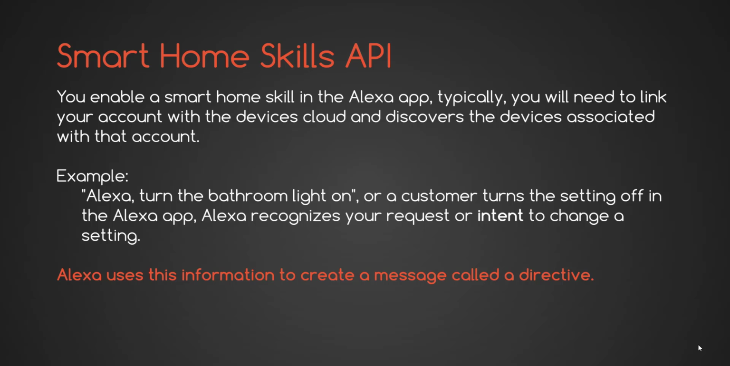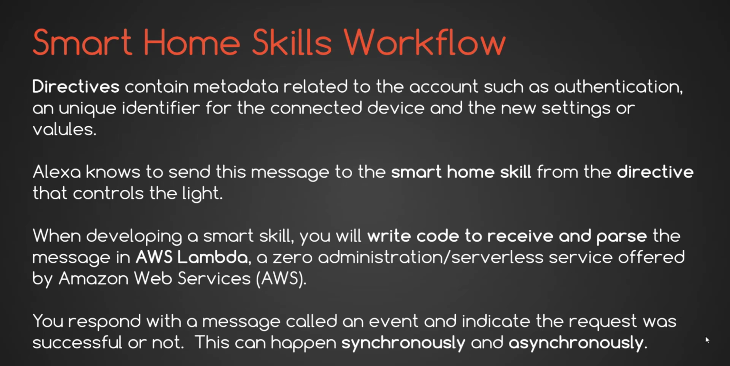Smart home skills typically make this possible by using what are called directives. These directives contain useful information and are sent as a message to the device or backend, which is then interpreted and sent properly. Directives, which are messages, can contain metadata related to the account, such as authentication, a unique identifier for the connected device, or the new setting or value. In other words, they represent and contain all the information necessary to communicate with devices so that when the device receives the signal or setting, it is able to make the appropriate action and set it accordingly. The unique identifier also helps in routing this message to the specific device.